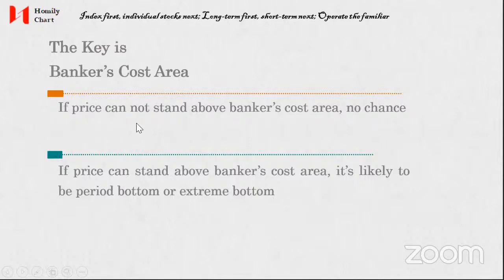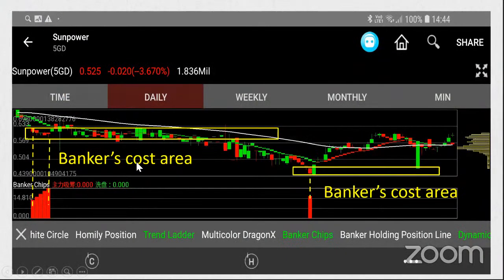If the price cannot stand above the bunker's cost area, it means no chance. When bunker chips appear, if the price never stands above the bunker's cost area, you still cannot buy. If you just buy based on bunker chips appearing, you might lose a lot of money. If the price can stand above the bunker's cost area, it is likely to be the period bottom or extreme bottom. Let me show you what the bunker's cost area is.